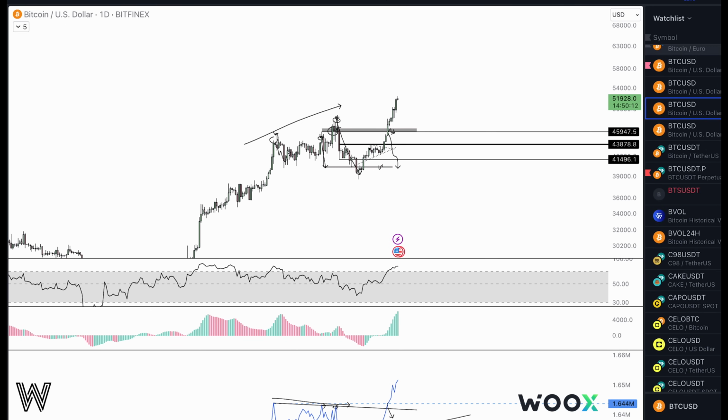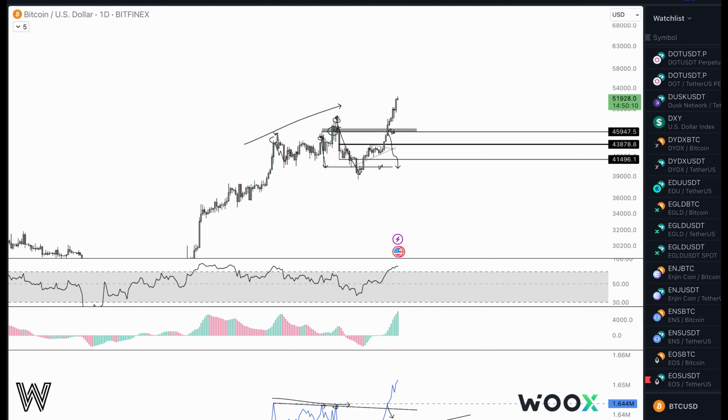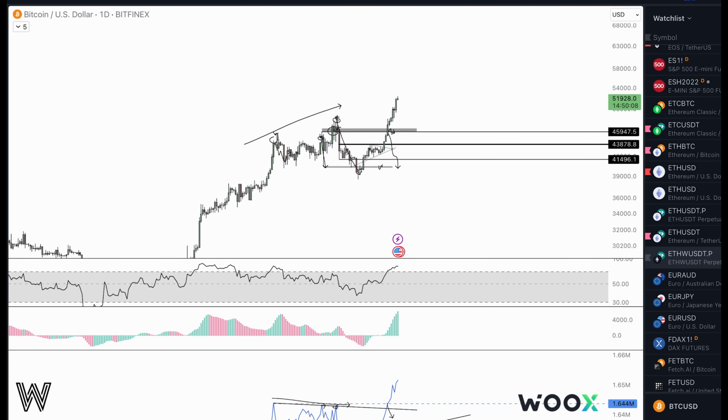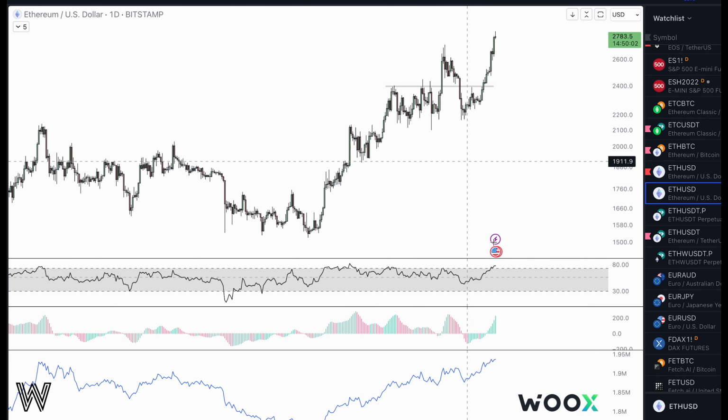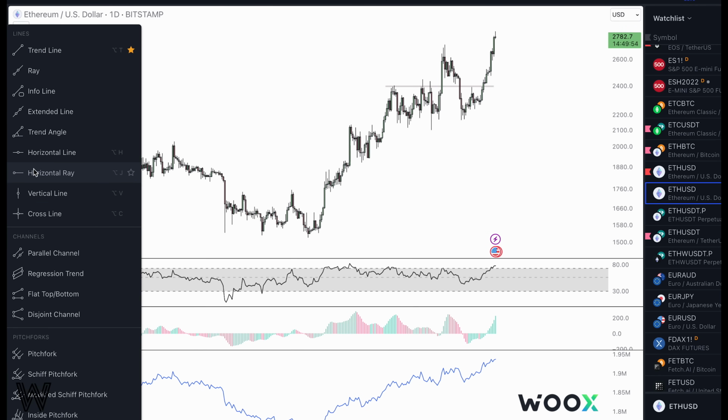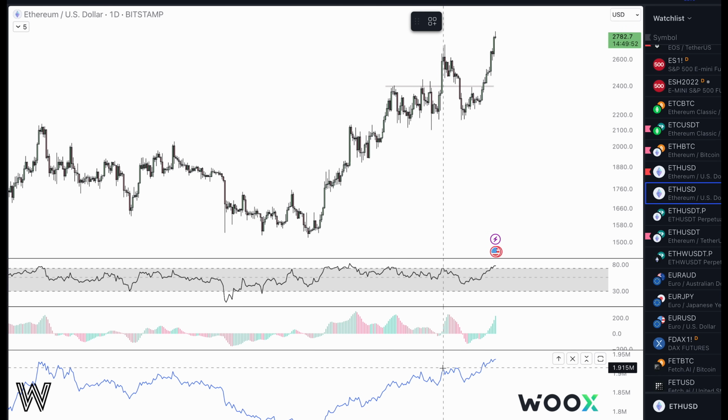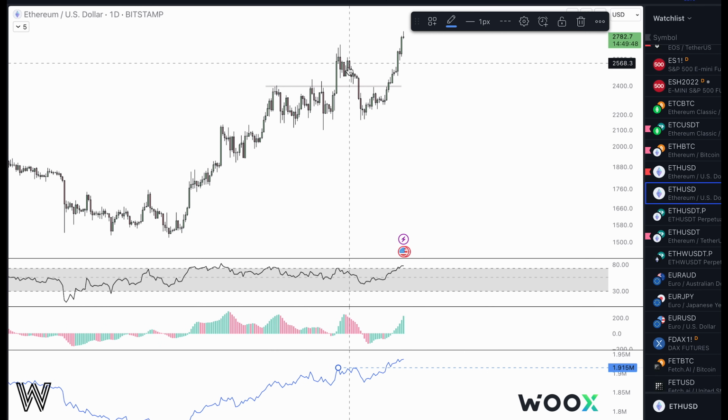I repeat, don't be influenced by all the other coins, especially those low caps. I suggest you use it on Ethereum and Bitcoin, like Ethereum here. Here we had a significant spike, okay? But I noticed that we were always beneath this level, so I didn't expect higher highs.